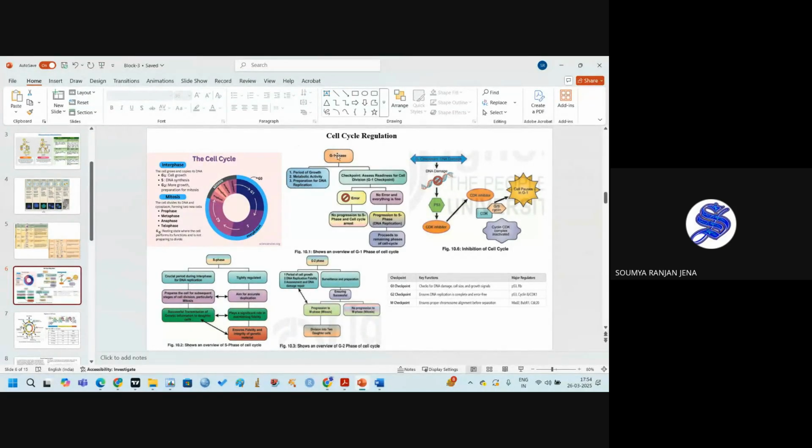If we go to the G1 phase, during the G1 phase, we call it the growth phase. In this growth phase, the cell will grow, the cell will periodically grow and be metabolically active, and all the metabolic enzymes are active in this G1 phase.